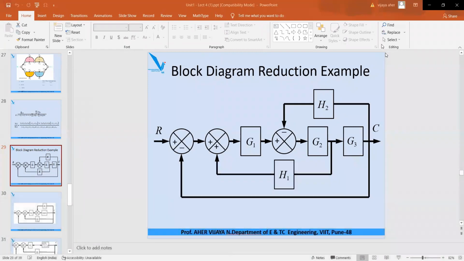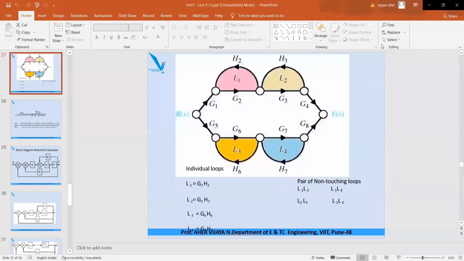We will revise the content you have learned in the last lecture. In the last lecture, you studied signal flow graphs. From the signal flow graph, I have taken one example. Here you calculated the gain, that is the transfer function for the SFG, by using Mason's gain formula. This is the example I have taken.